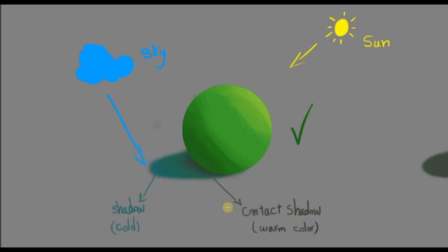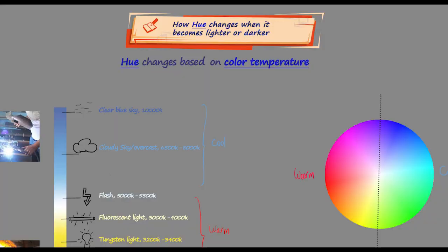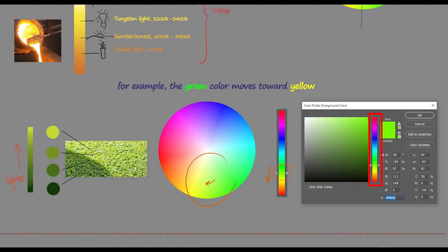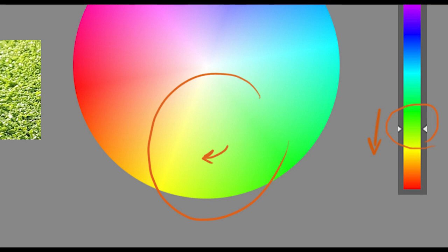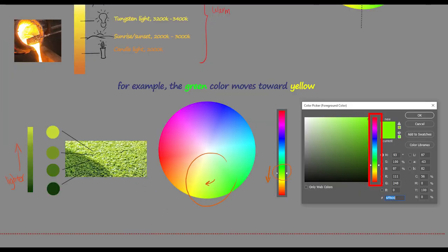If a light source is a cool light source, like the sky as a light source, it wants to dominate its blue color on the local color. So you must shift your local color towards blue. For example, when green becomes lighter under the warm light of the sun, it moves toward warm colors. It moves toward red. And when it moves toward red, the first color it meets is yellow. So green gradually becomes more yellow under the warm light of the sun.